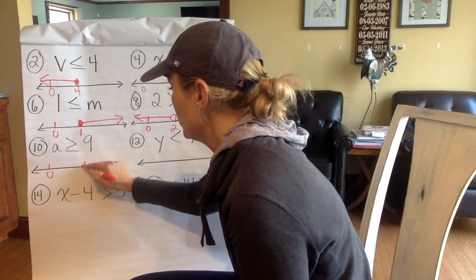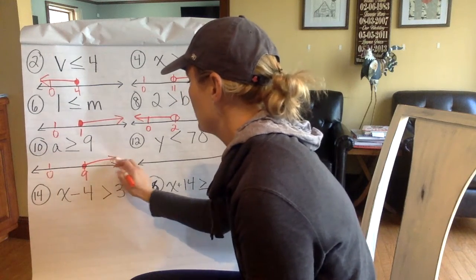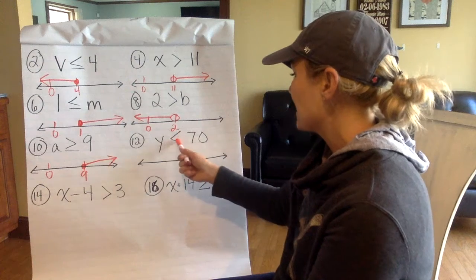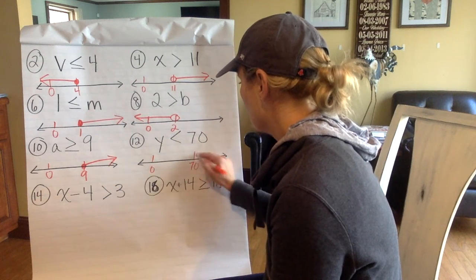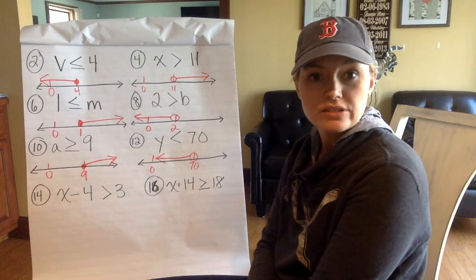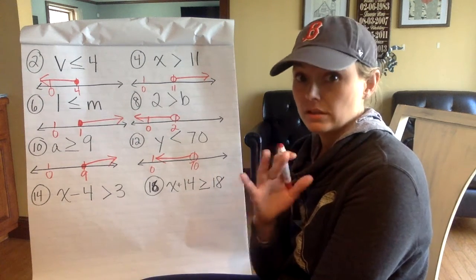Okay, so I'm going to have a closed dot at 9. It's greater than or equal to, so my arrow is going off to the right. And in number 12, Y is less than 70. I'm going to have an open dot at 70, and it's less than, so my arrow is going off to the left. Okay, remember you can always pause and go back if you need to.